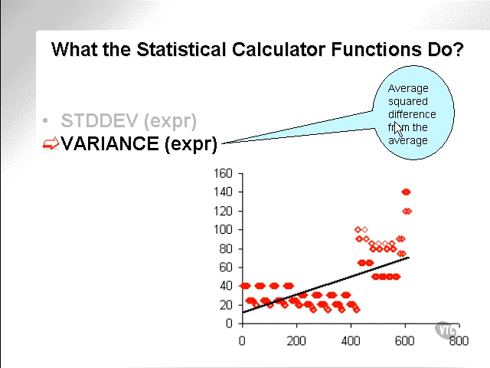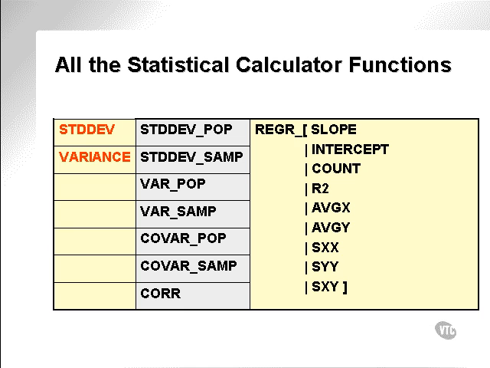The variance, as it says here, is the average squared difference from the mean, or the average. In this case, we have a line through the diagram actually showing the mean. So the standard deviation is the average distance from the mean of each of these values. The variance is the average squared difference from the average, that is, from the line.